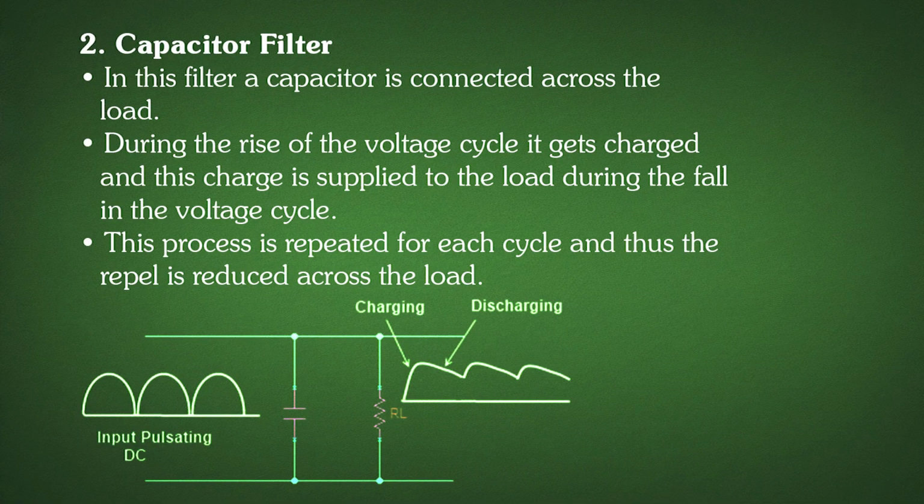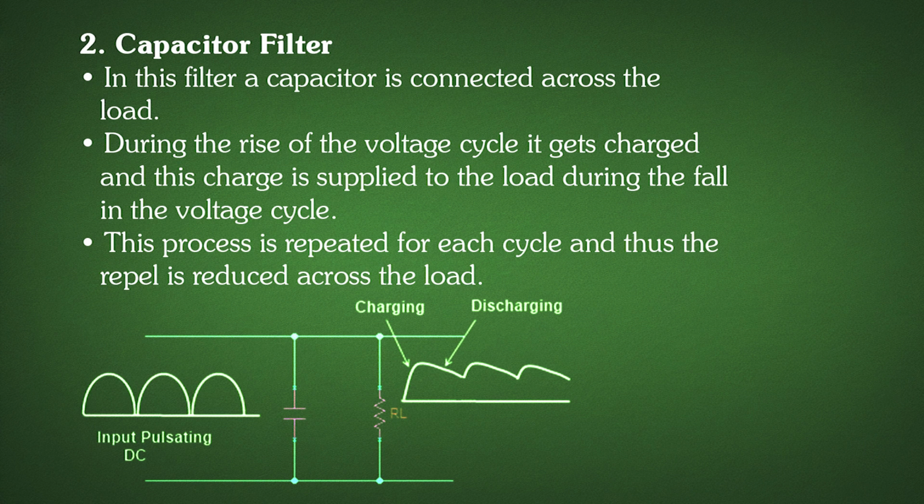In this filter, a capacitor is connected across the load. During the rise of the voltage cycle, it gets charged, and this charge is supplied to the load during the fall in the voltage cycle. This process is repeated for each cycle, and thus the ripple is reduced across the load.